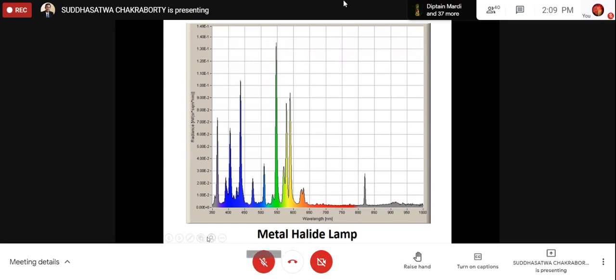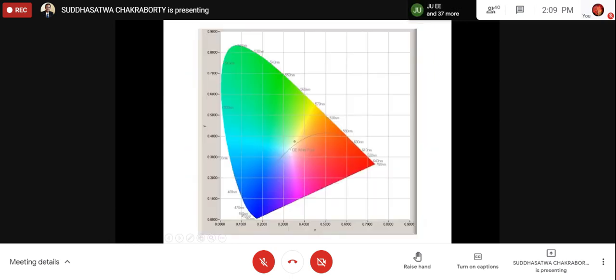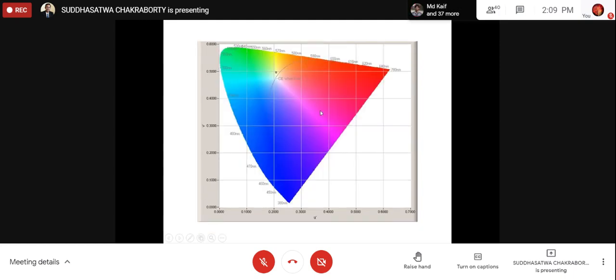Yes, sir. So that is how the metal halide lamp, which is very popular in sports lighting applications, is used. Here you will see it is whitish in nature. That's why it is not in the yellowish region, neither in the reddish region. It's going towards white.